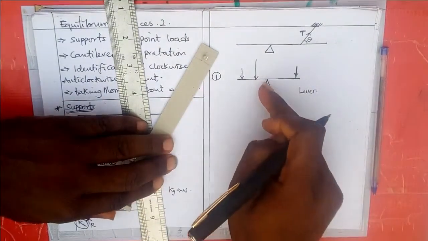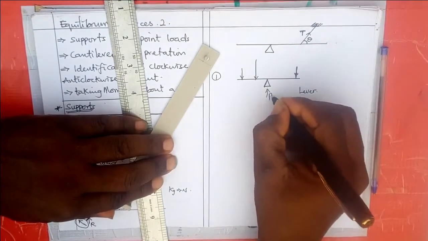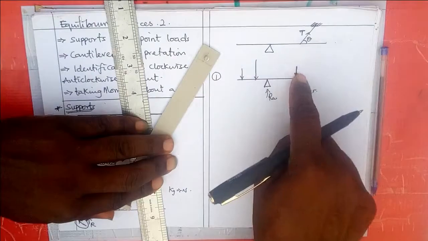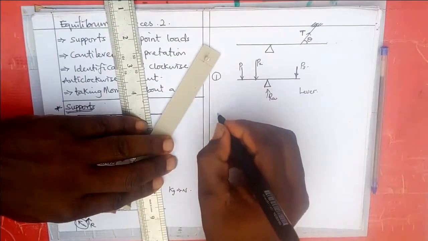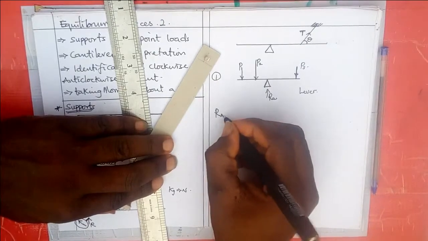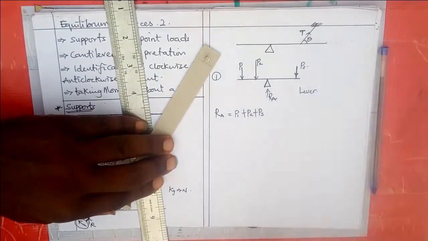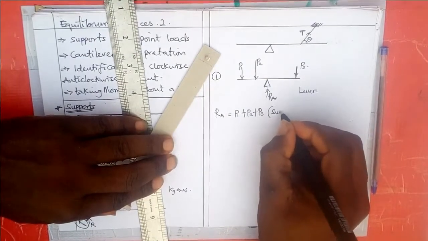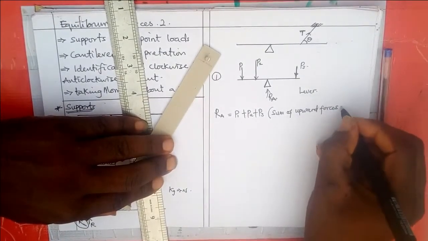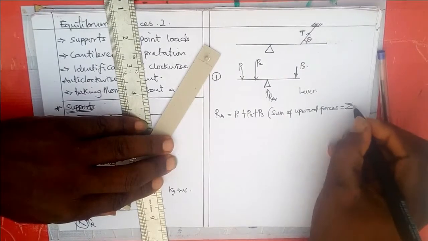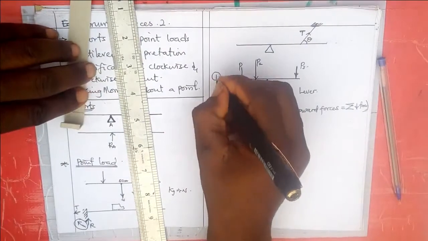To solve a problem on a lever, to find the reaction of a lever, it is very simple. You can only say the sum of upward forces, which is this reaction RA at this place, is equal to the sum of downward forces. So if we call this P1, this P2, and this P3, then our reaction at point A is equal to P1 plus P2 plus P3. If you remember the principle of equilibrium, we say the sum of upward forces must be equal to the sum of downward forces. So that is case one when we are dealing with a lever.